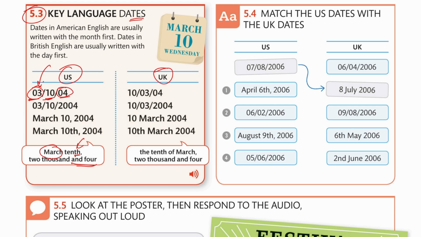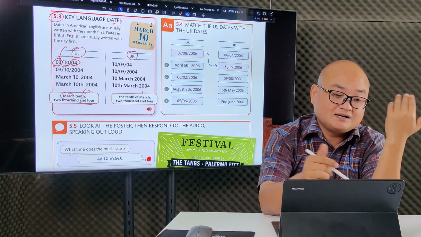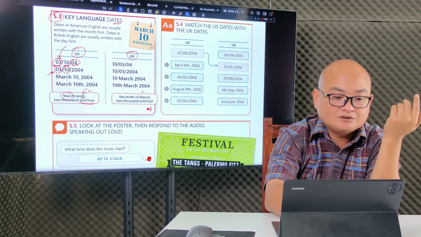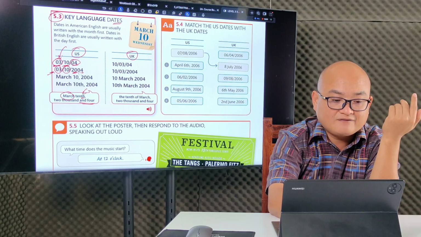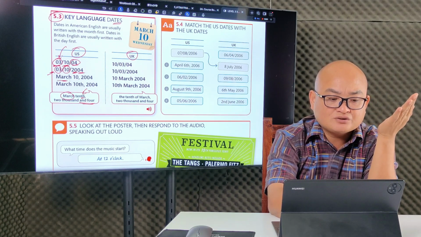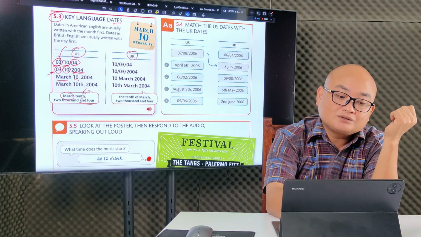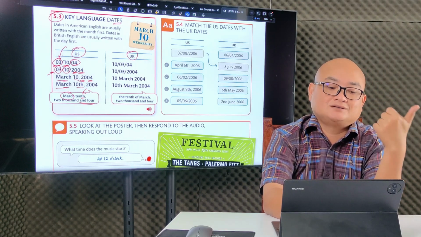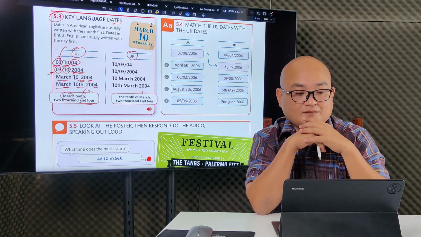2004. So the last two digits of the year, you use and, okay? 2004. That's a US style. Okay, let's try this one again. So March 10, 2004. Okay, March 10th, 2004. March 10th, 2004. Okay.